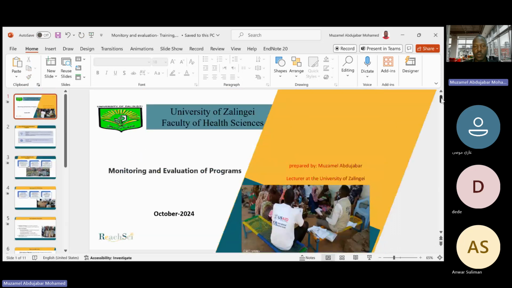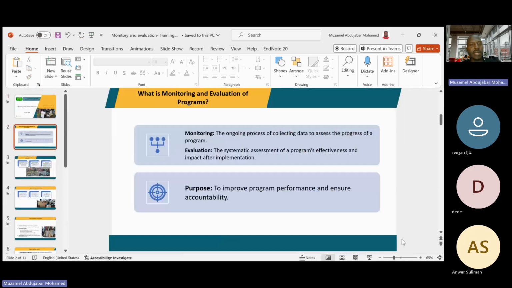Let us do some summary in 5 minutes. Monitoring, as we say, is the ongoing process. You are going to collect the data continuously. Evaluation, you are going to assess that data or information. The main purpose, which we mentioned, of the monitoring and evaluation is to improve the performance of the project and also to ensure the accountability of the project.